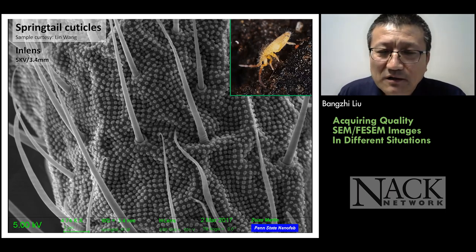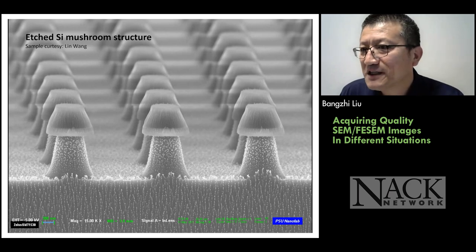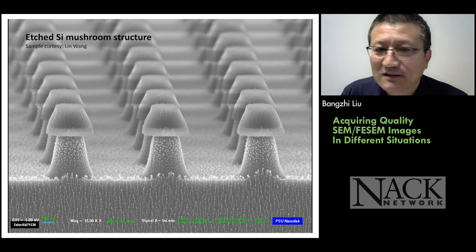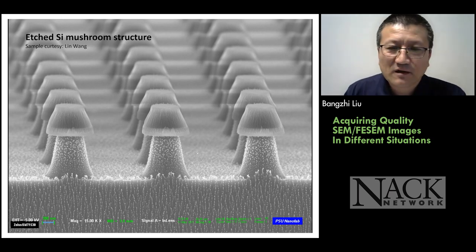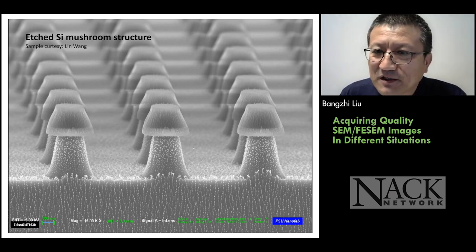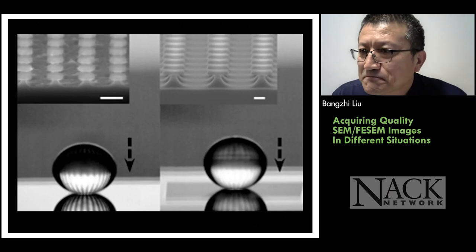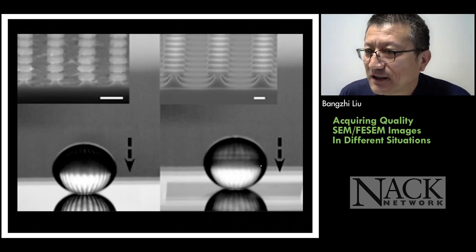So the group wanted to use silicon to fabricate the same structure you can see here. This is like a mushroom structure. The reason they want to do this is that the body of this bug has a special property called super water repellency. That's what they got in the end.